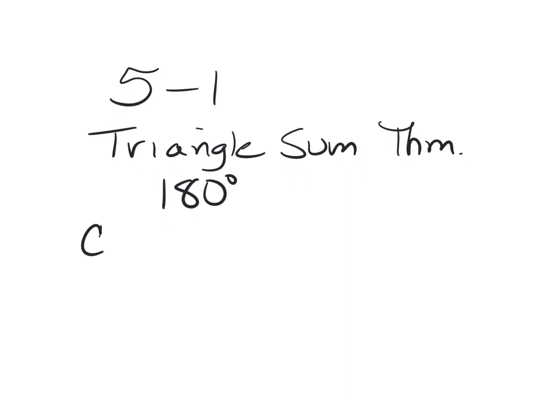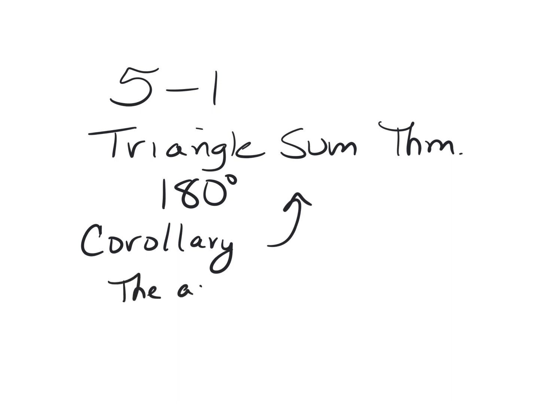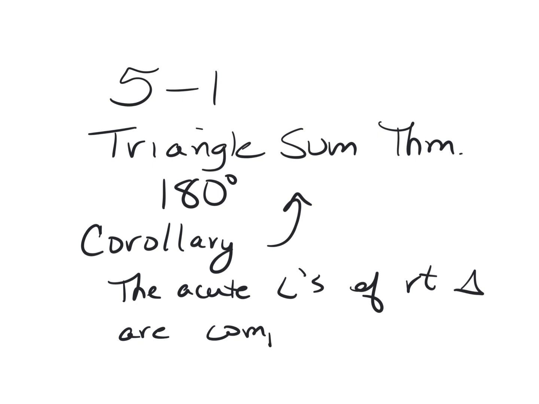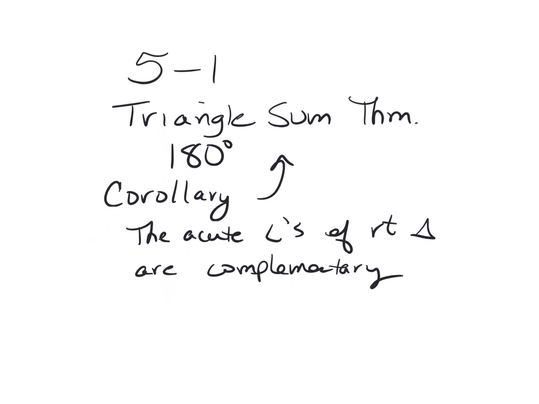We learned a corollary to that theorem. So the corollary to the triangle sum stated that the acute angles of a right triangle are complementary. Know how to apply these theorems and use them. We also in 5.1 learned the exterior angle theorem. And remember, that outside angle, that exterior angle, is equal to the sum of the 2 non-adjacent remote interior angles.